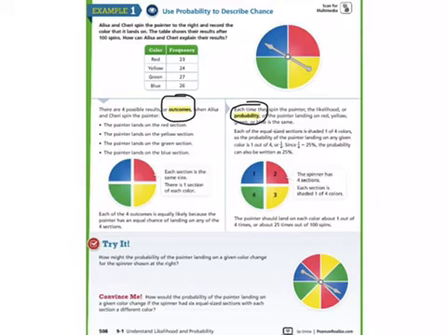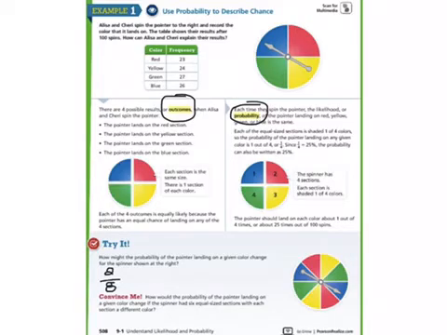Well, first of all, there are more sections. If you count the number of sections on that spinner, there are now 8 sections instead of 4. But if you look carefully and count the colors, you have 2 sections of each of those 4 colors. In other words, you still have the probability of 2 out of 8 for any of those colors to show up on that spinner.